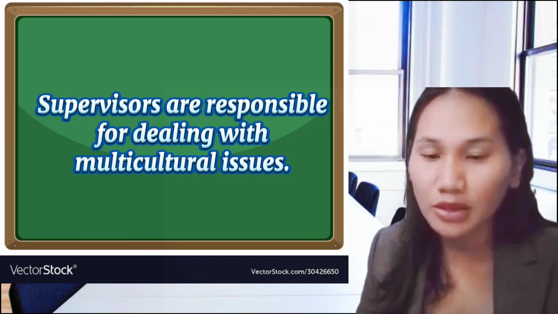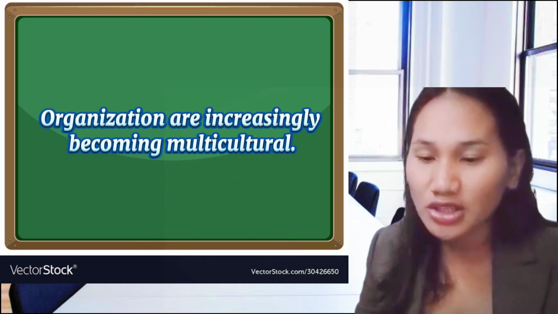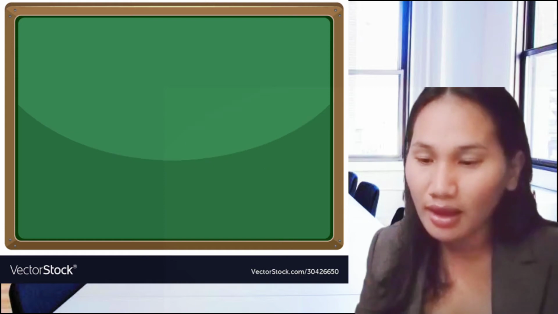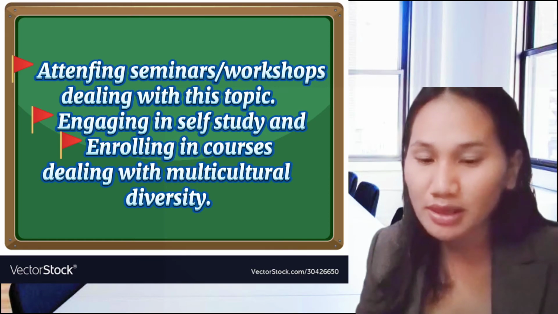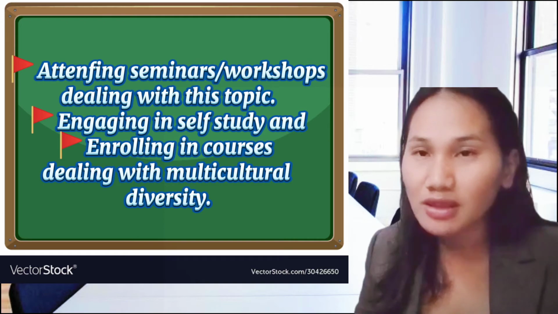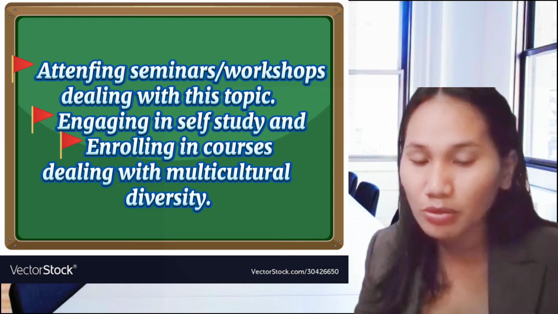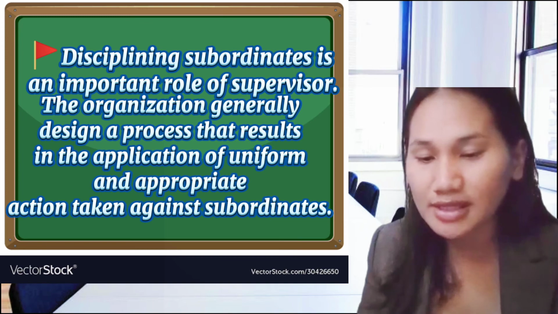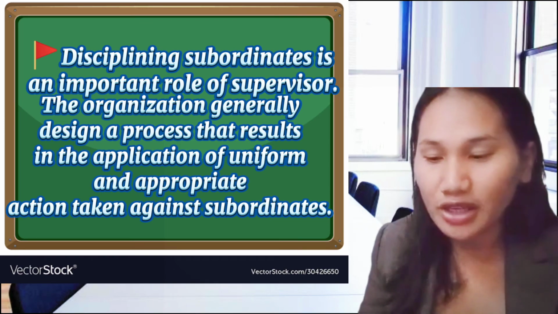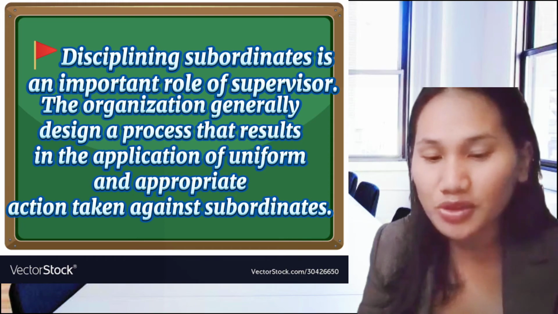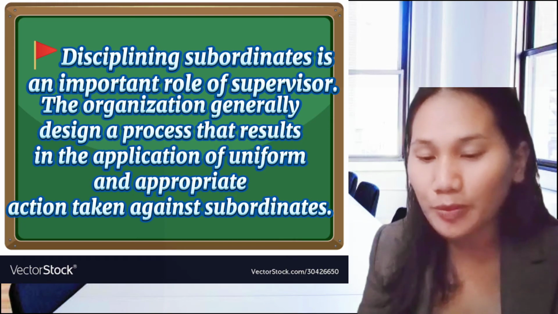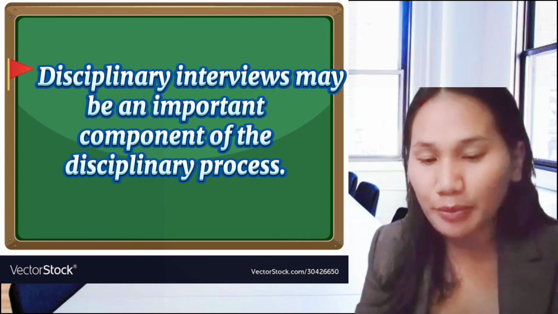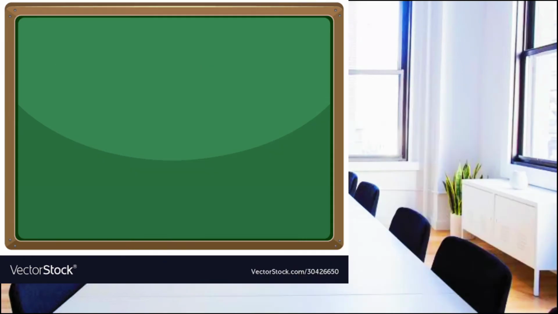Supervisors are responsible for dealing with multicultural issues. Organizations are increasingly becoming multicultural. Multicultural training is accomplished by attending seminars and workshops dealing with this topic, engaging in self-study, and enrolling in courses dealing with multicultural diversity. Disciplining employees. Disciplining subordinates is an important role of a supervisor. The organization generally designs a process that results in the application of uniform and appropriate action taken against subordinates. Disciplinary interviews may be an important component of the disciplinary process.